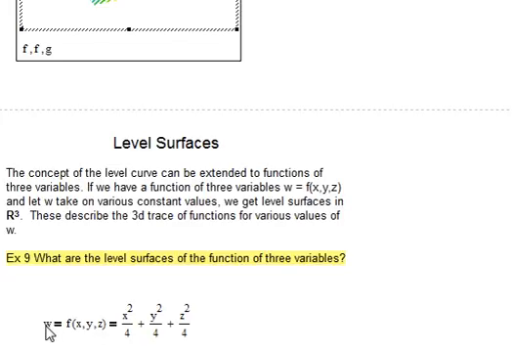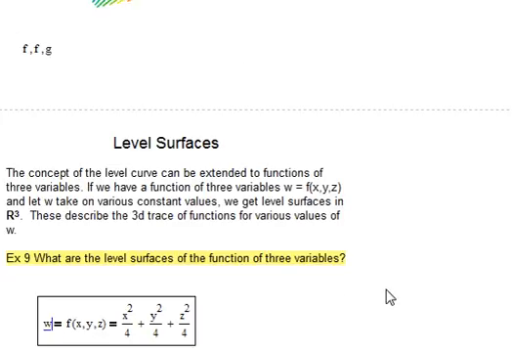If I let w equal, I did 0 and 1, let's say 2, then we'd have the sphere x squared plus y squared plus z squared equals 8. And so that would be a sphere of radius 2 square roots of 2. And if we let w equal 4, you could probably see that will give me a sphere of radius 4 as the level surface.